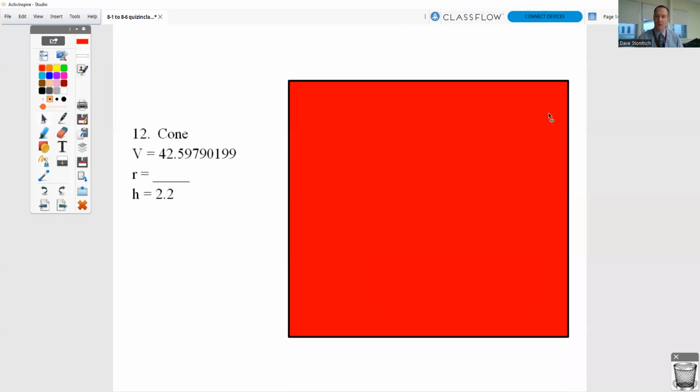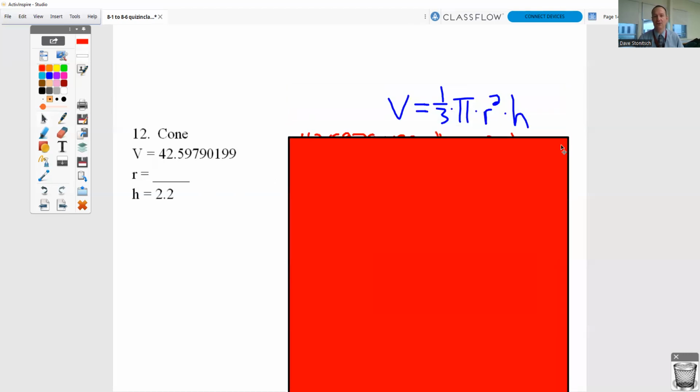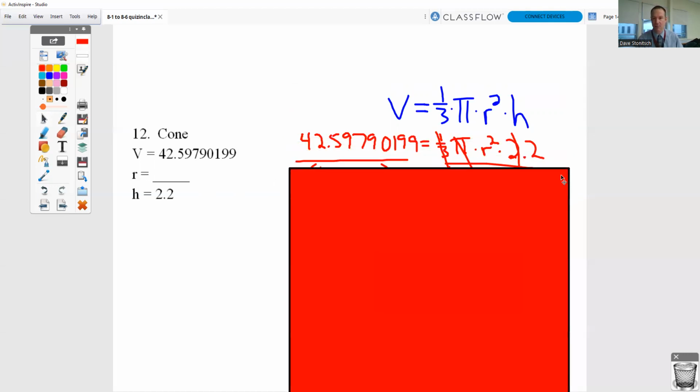In question number 12, you have a cone. So the first thing that I would do is write down the cone formula. You're being given the volume, you're being given the height, you need to find the radius. So the next thing that you're going to do is plug in what you know. You know that the volume is 42 and some change. 1/3 stays 1/3, pi stays pi. You're looking for the radius, so that's going to stay r squared. 2.2 is your height. Divide by everything except for the letter that you're solving for.